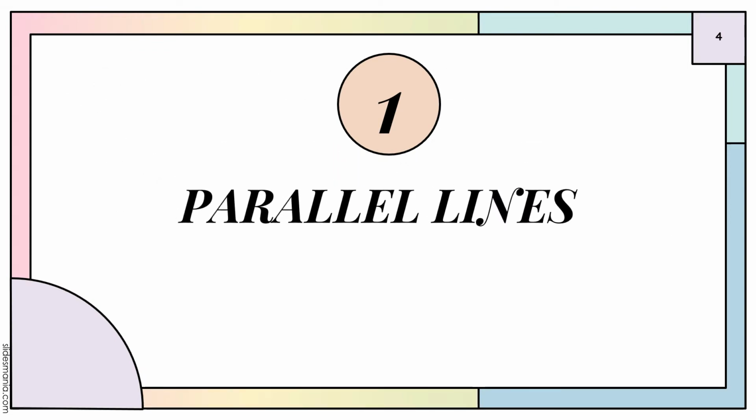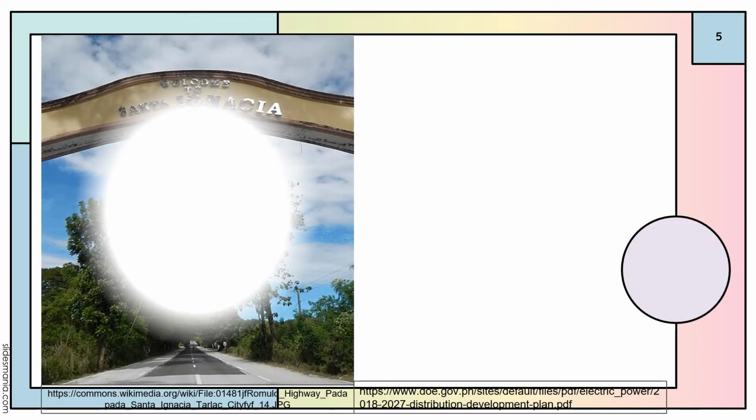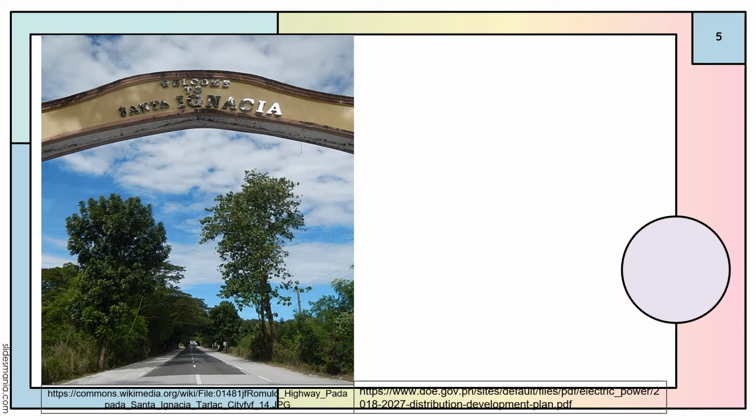So we will now be talking about parallel lines. But before we proceed with its definition, I want you to focus on the following pictures. Here is the first picture. I am very sure that this picture is very familiar to all of you. Take a look on the road, or imagine that you are standing at the middle of the road. Do you see a line?